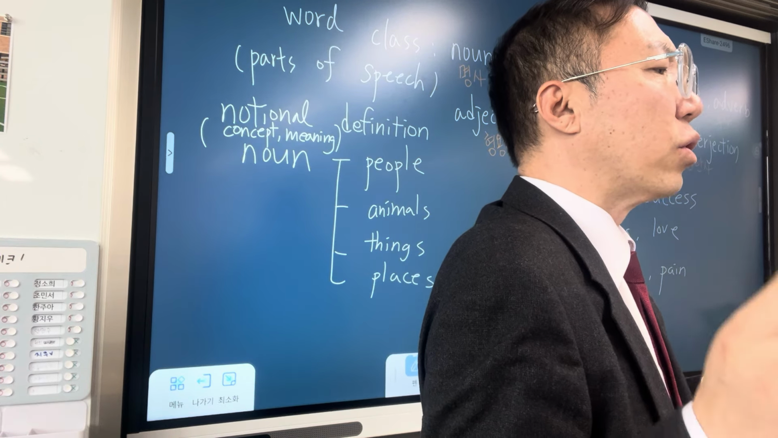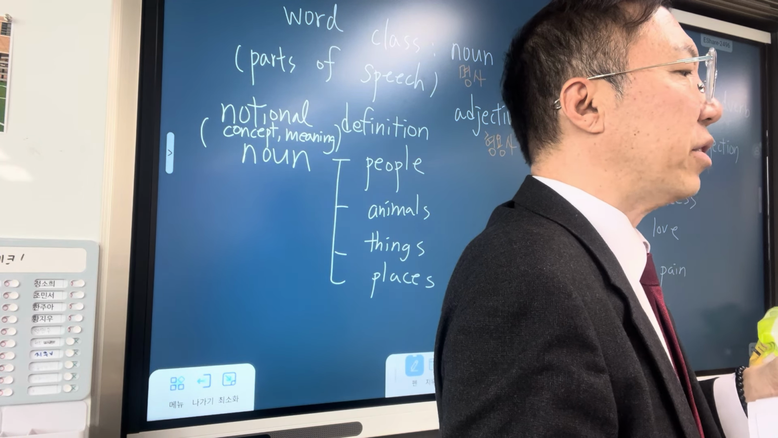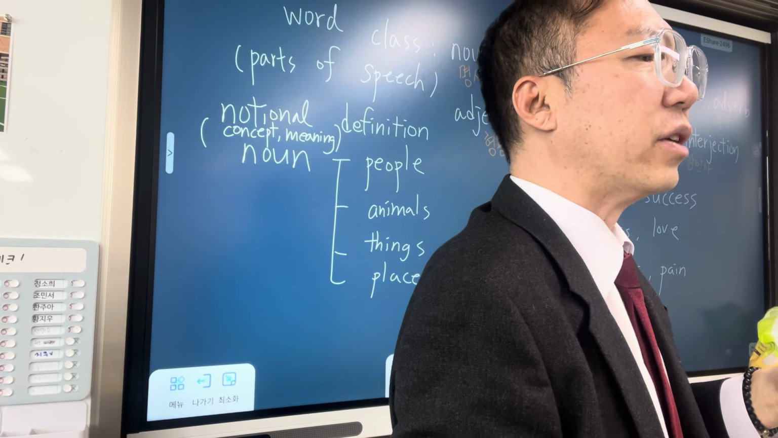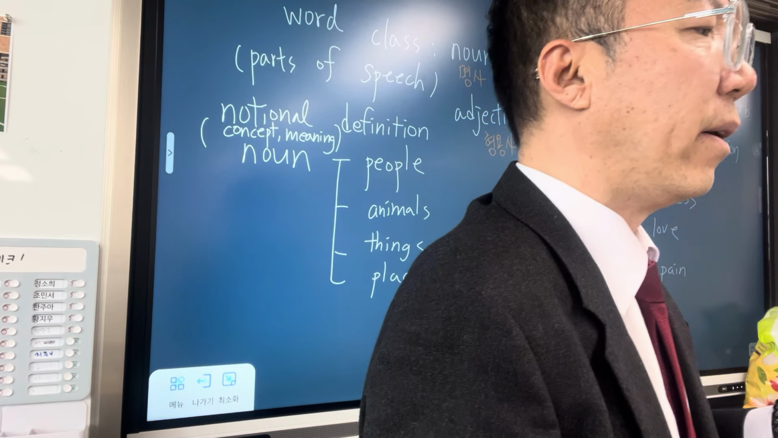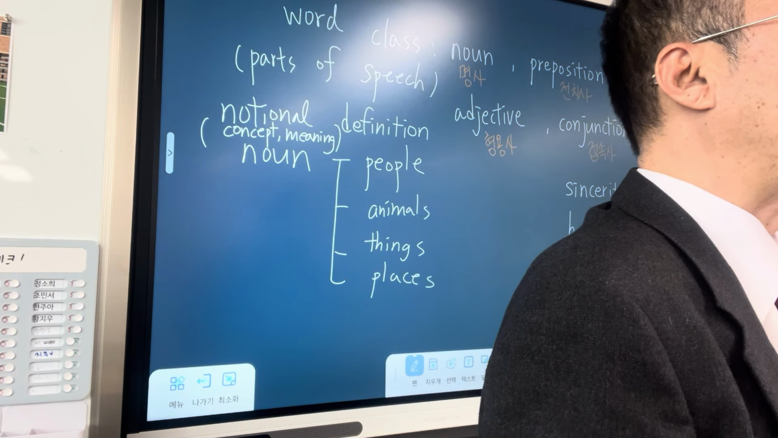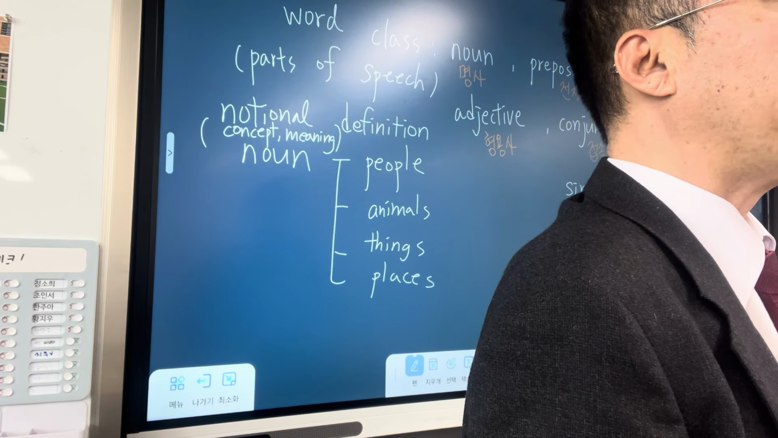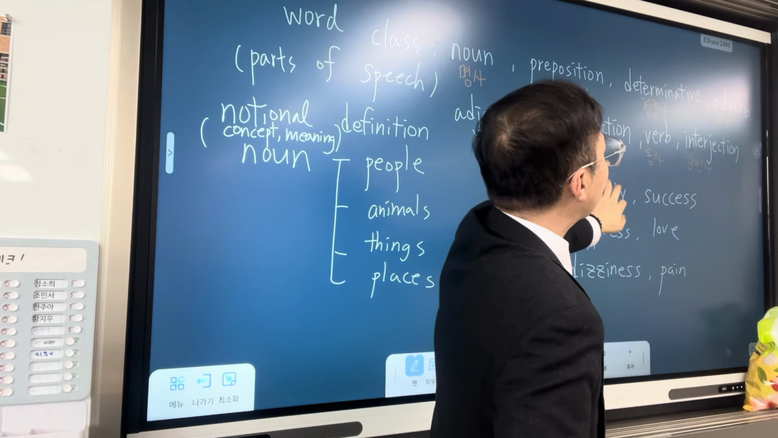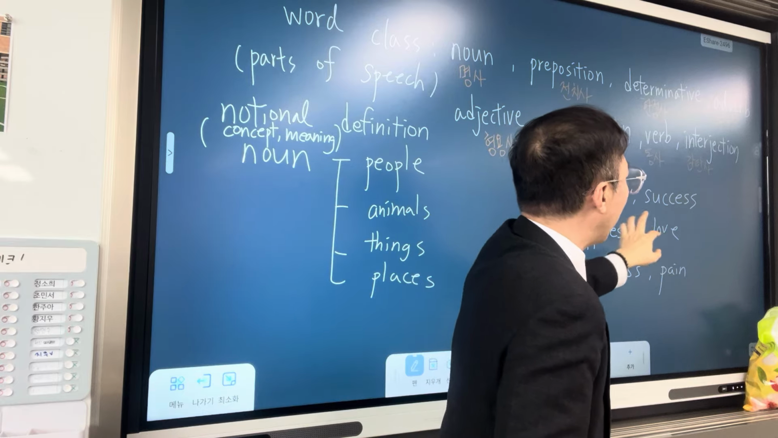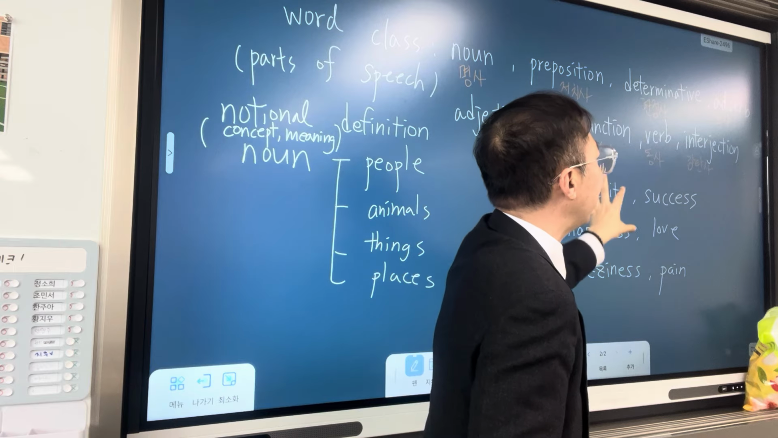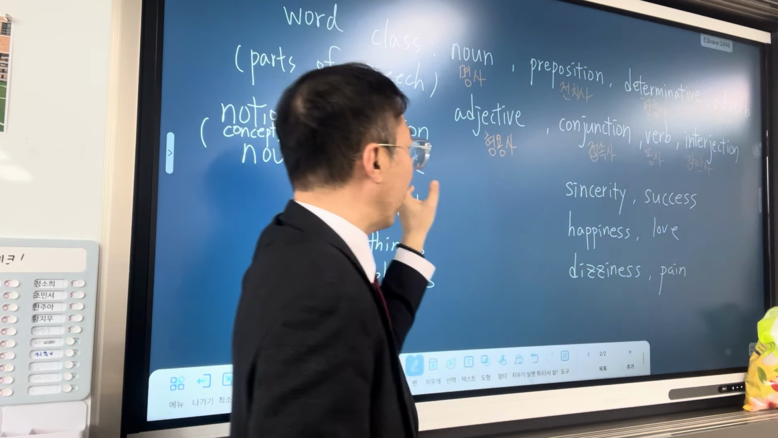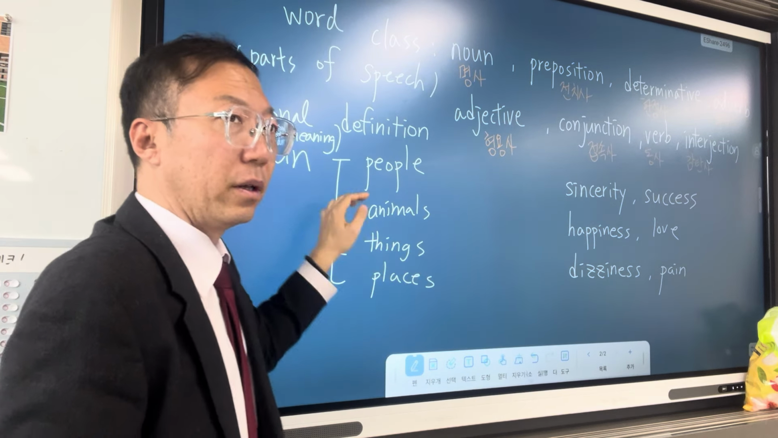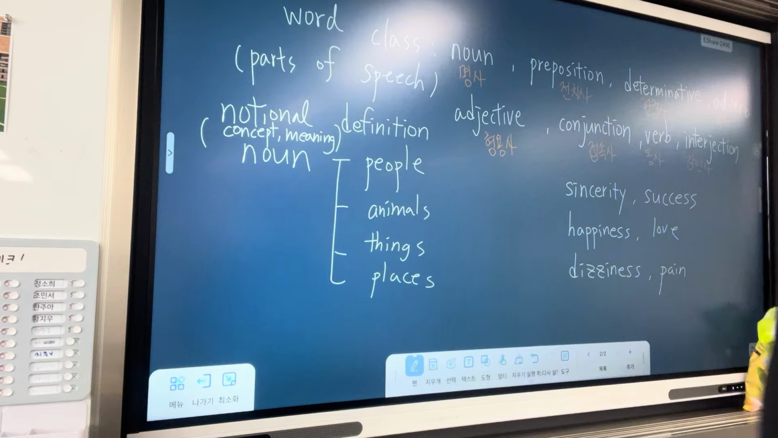So these include words that denote abstract ideas or concepts, for example sincerity and success; emotional states, for example happiness and love; and bodily sensations, for example dizziness and pain, and a host of others. So these vocabulary items, like abstract ideas, emotional words, and bodily sensations, could not be nouns because they don't belong to any of these concepts here. Okay, and next person, please.